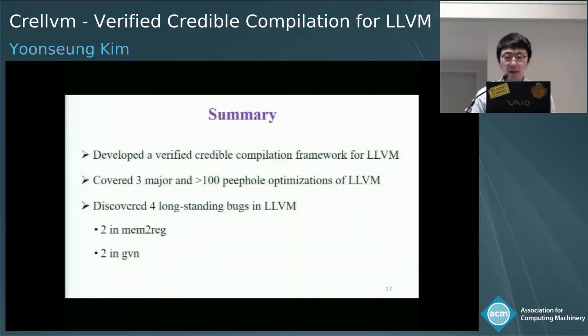To sum up, we developed Crellvm, which is a verified, credible compilation framework for LLVM. And we applied it to 3 major optimizations and over 100 peephole optimizations of LLVM. As a result, we discovered 4 long-standing bugs in LLVM, 2 in MemToReg and 2 in GVN.